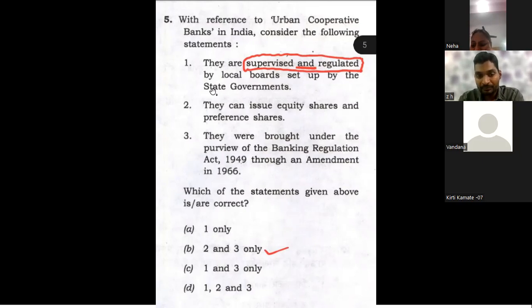If you eliminate statement 1, you eliminate A, you eliminate C, you eliminate D, and you are left only with the correct answer, that is option B. 2 and 3 only are correct.